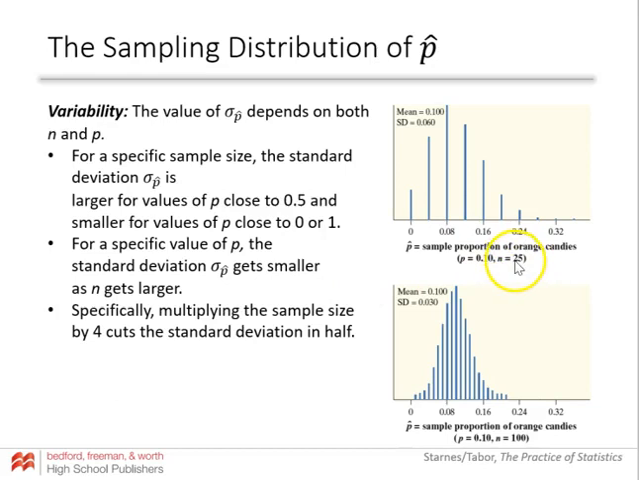We have an example of that here. Here, N is 25, and the standard deviation was 0.060. If I multiply that sample size by 4 and take samples of 100, it cuts my standard deviation in half from 0.06 to 0.03. And we'll look at why when we get to the formula for standard deviation in just a second.